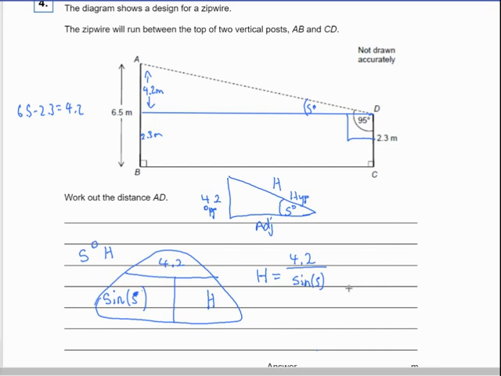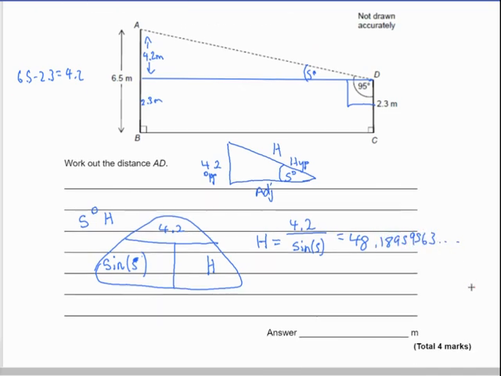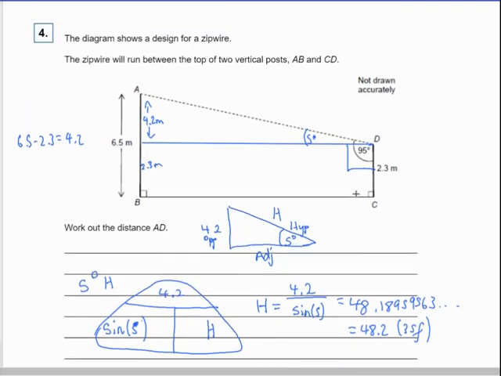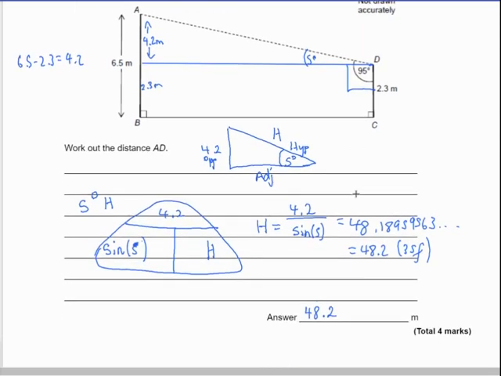Using a calculator, I have 4.2 over sine of 5, and I get, drum roll please, 48.1895956... Then that equals 48.2 to 3 significant figures. That is fine. So that is the distance of AD. That's all we need to work out.